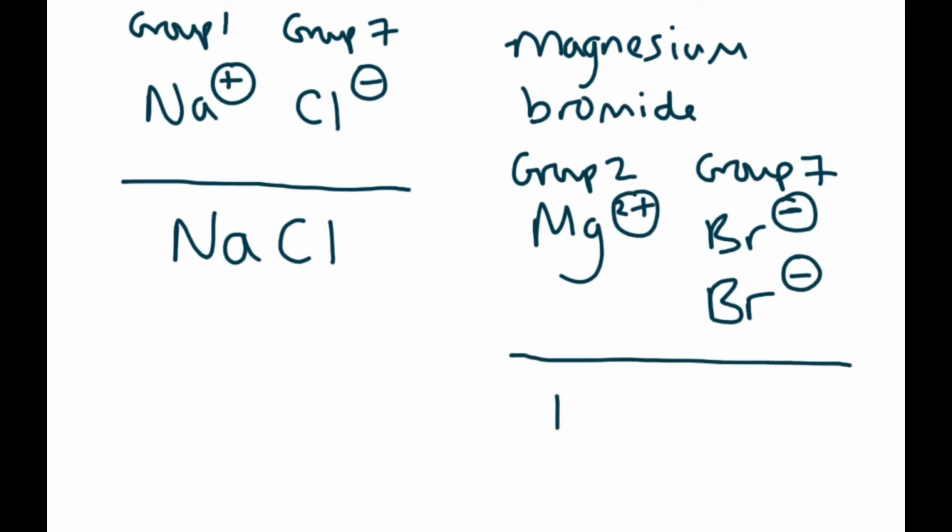So there is 1 magnesium, and there are 2 bromines. So we just write the little 2 down at the bottom like that. 2 bromines, and that is magnesium bromide.